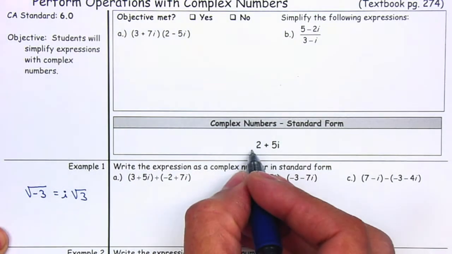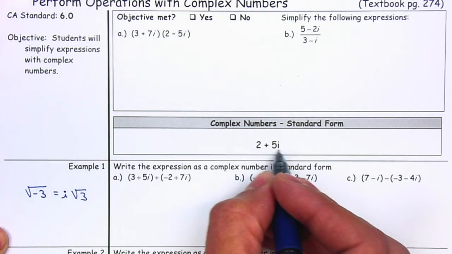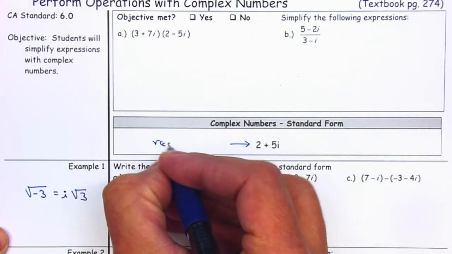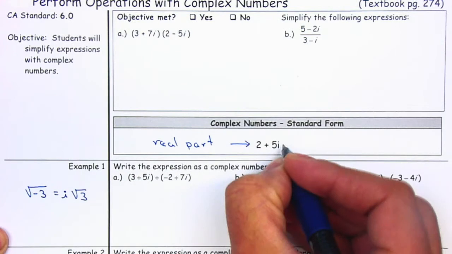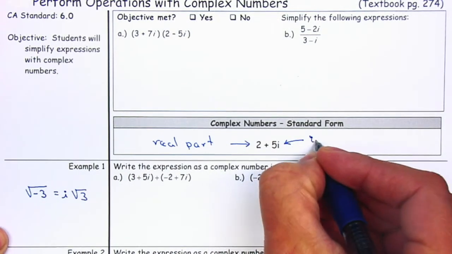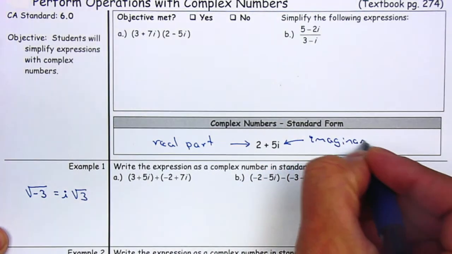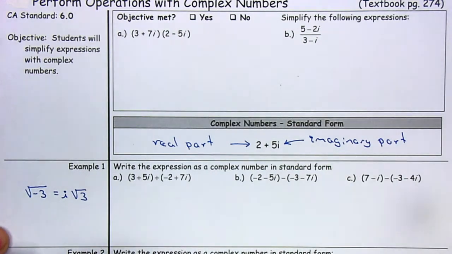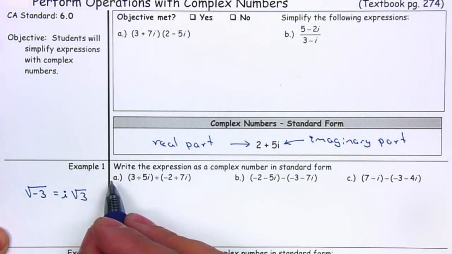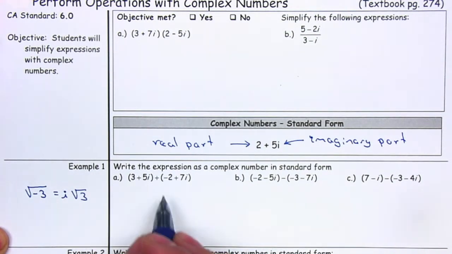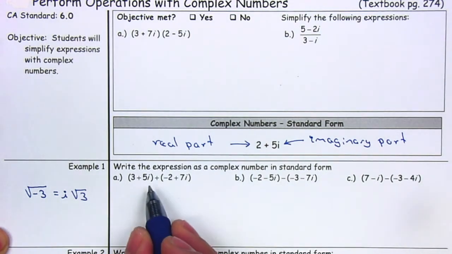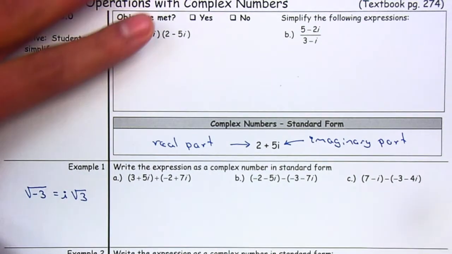Now, complex numbers have two parts. We have a real part and an imaginary part. So the 2 is the real part, and the 5i will be the imaginary part. And we can work with complex numbers: we can add them, multiply them, subtract them, and we can also divide them. And we're going to treat the i just like any other variable. So let's look at example number 1.